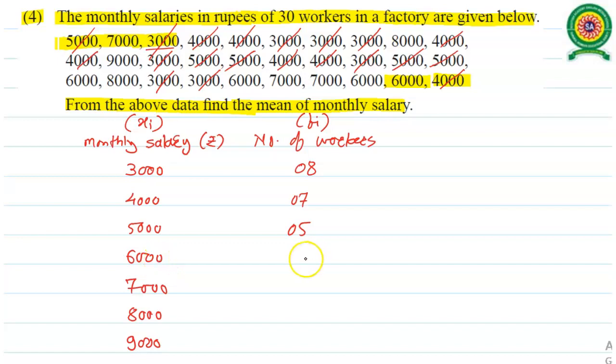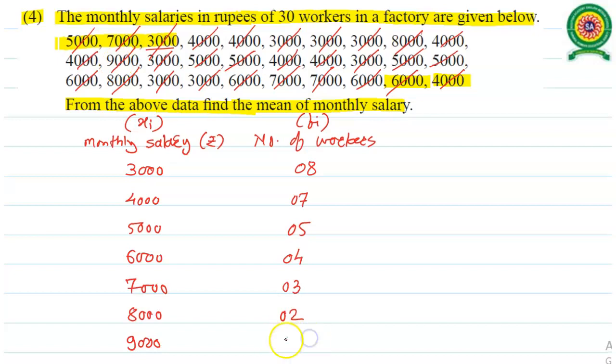Now 6,000. Find the number of workers whose monthly salary is 6,000 rupees. So cross out the 6,000 now. 1, 2, 3, 4. So exactly 4 times we have the 6,000. Now cross out the 7,000. We have 1, then 2 and 3. Exactly 3 times the 7,000. Now cross out the 8,000. We have 1, then next to it 2 times 8,000, and 9,000 we have exactly 1 time.